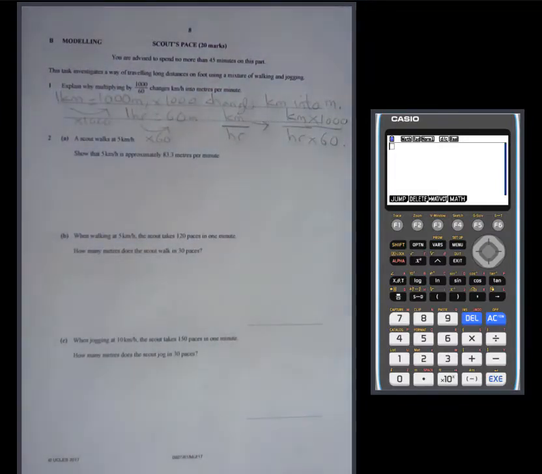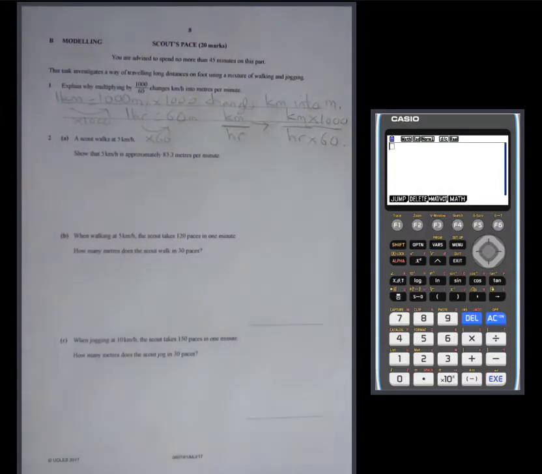And as far as the mark scheme goes, really they're not looking for a really good explanation with lots of words. Basically, you need to say that I know that there's 1000 meters in a kilometer, and I know there's 60 minutes in an hour. And I think if you wrote that, it probably would be enough, but I'm trying to explain to you where it comes from. A scout walks 5 kilometers per hour. Show that 5 kilometers per hour is approximately 83.3 meters per minute.